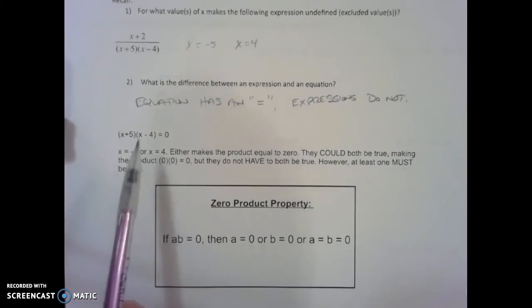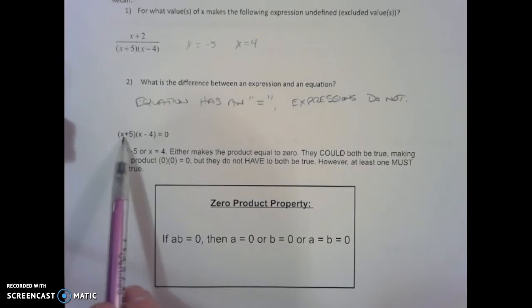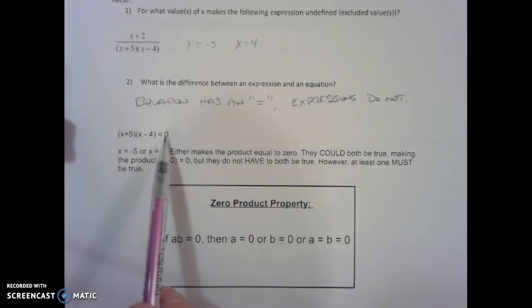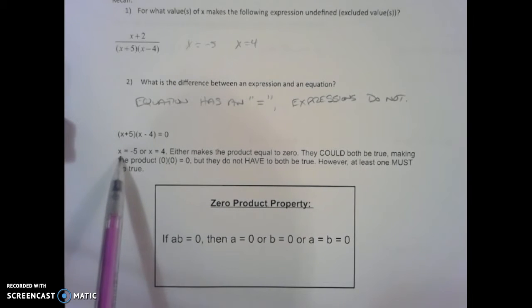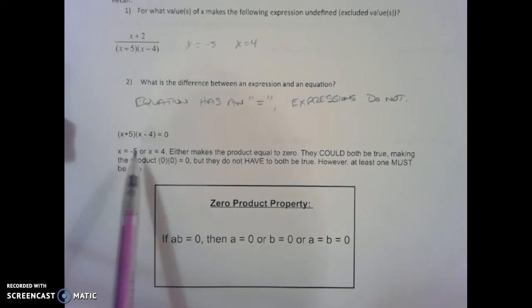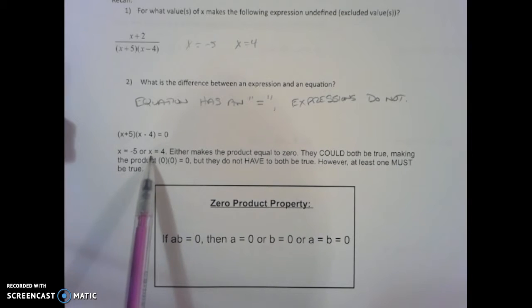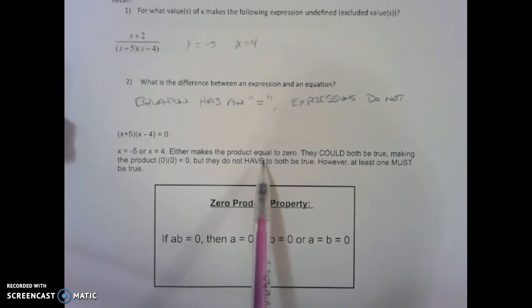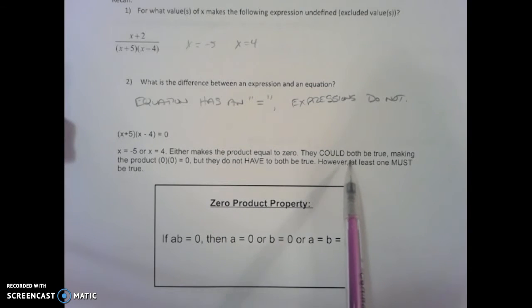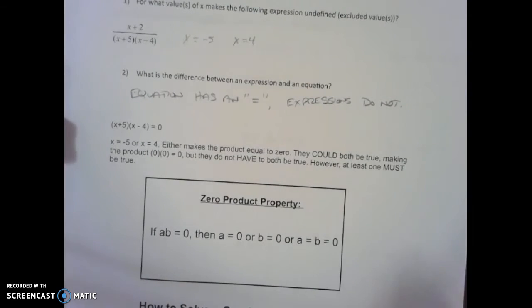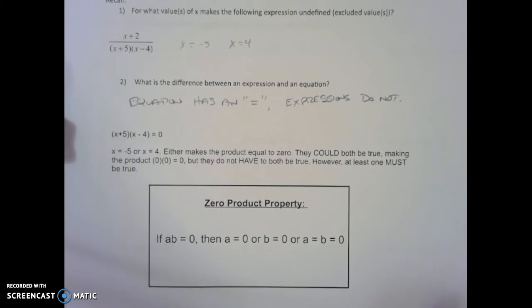Okay, and so in this part here, looking at this, x plus 5 times x minus 4 is equal to 0. This is an equation. And we stated up above that when x is equal to negative 5 or when x is equal to 4, this is going to make this product equal to 0. Either makes the product equal to 0. They could both be true, making the product 0 times 0 is equal to 0, but they do not have to both be true. However, at least one must be true.